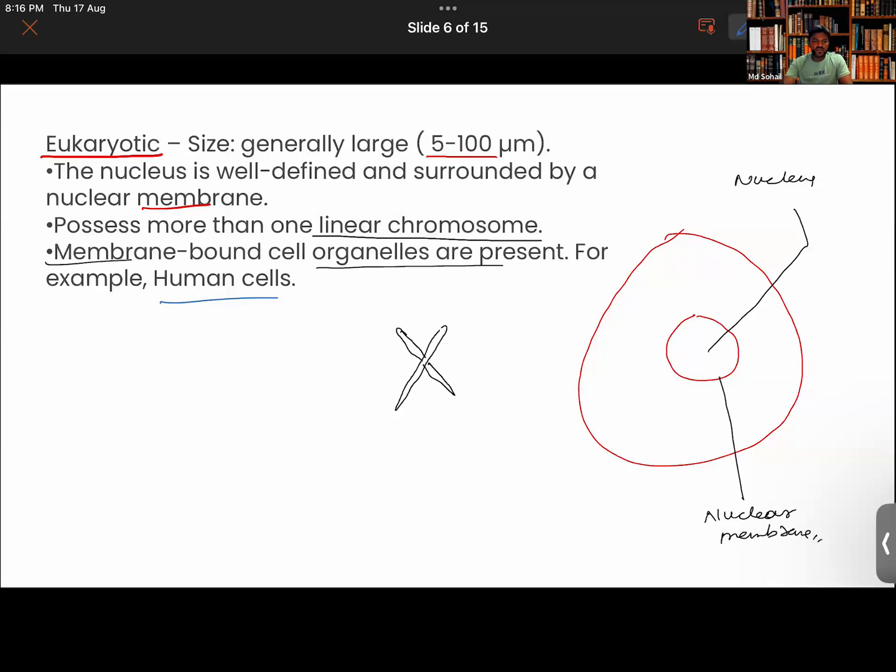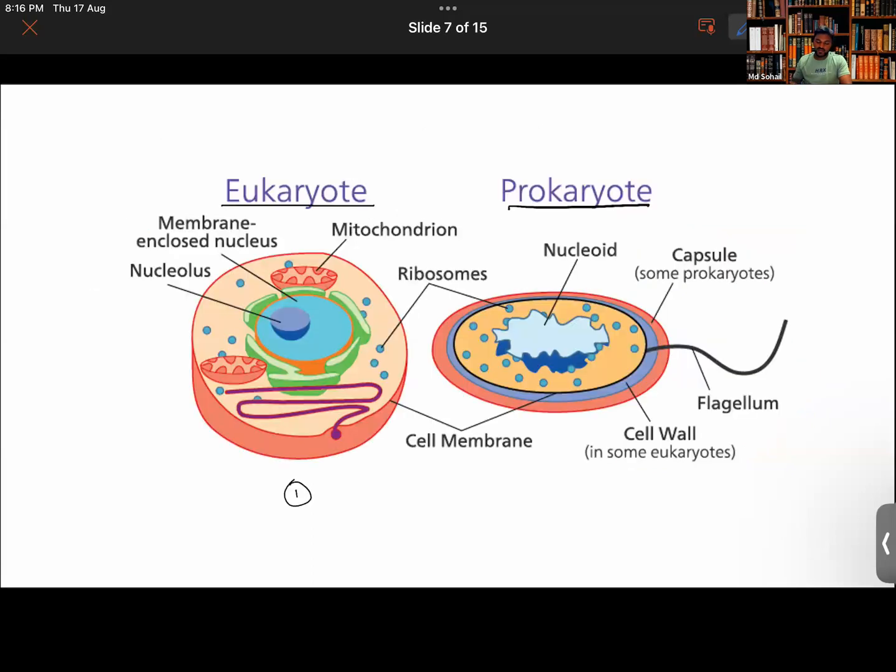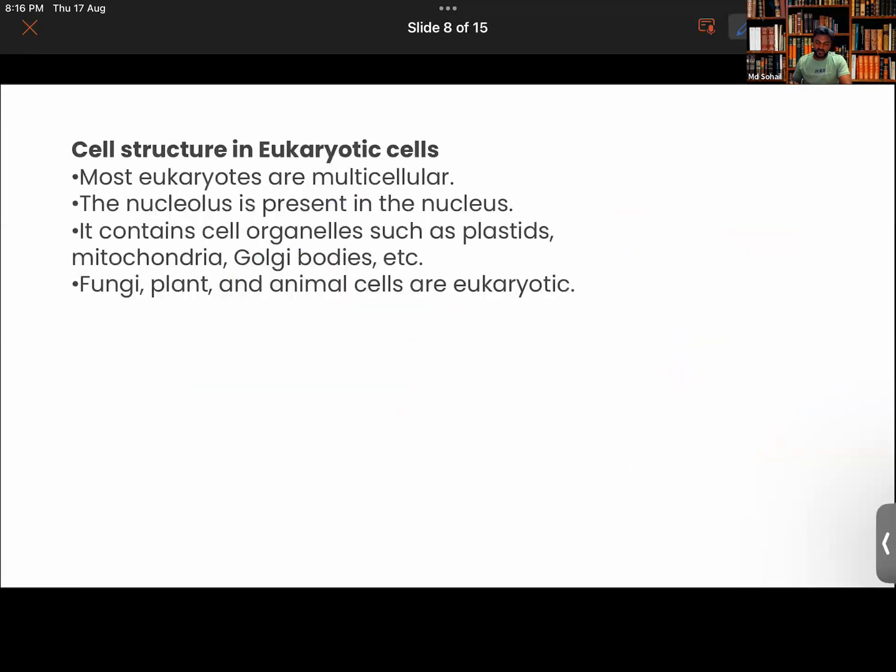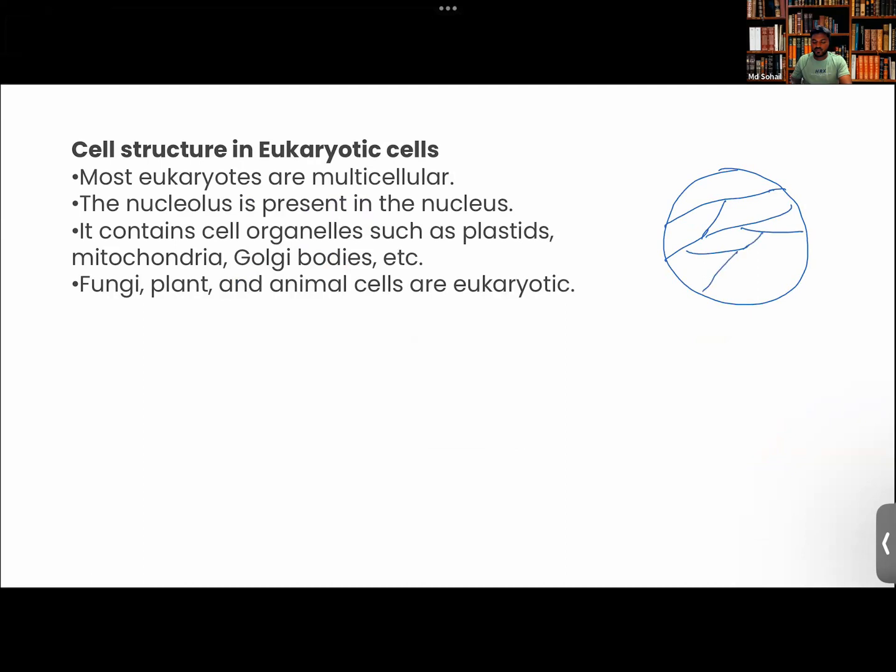Take a cell of an onion. To study that, first you have to stain it, either with blue color or with red color. Only then will you be able to study it. When you study it, you will see that it has a boundary. The cell of the onion will somewhat look like this.